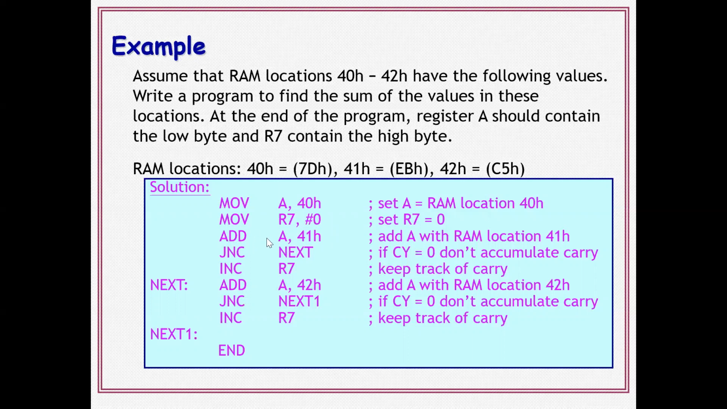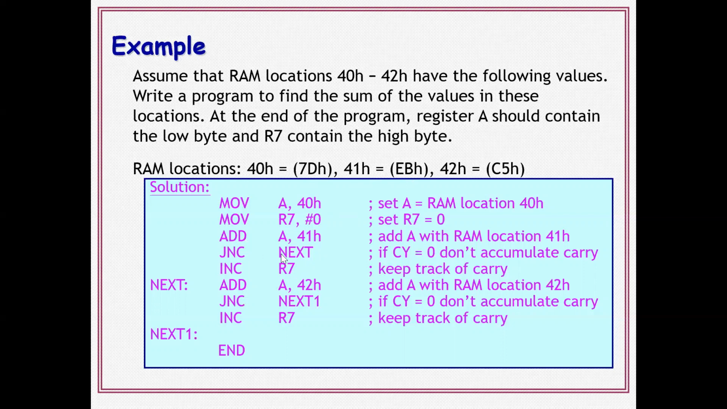And next one, ADD A, 41H. So the value available in the accumulator is 7D, and the 41H memory location is EB, and the total result is loaded into the accumulator. And if any carry is generated, then automatically increment R7. Otherwise, skip this increment operation. So that is ADD A, 41H. The 7D is added to the EB, and that result is loaded into the accumulator.